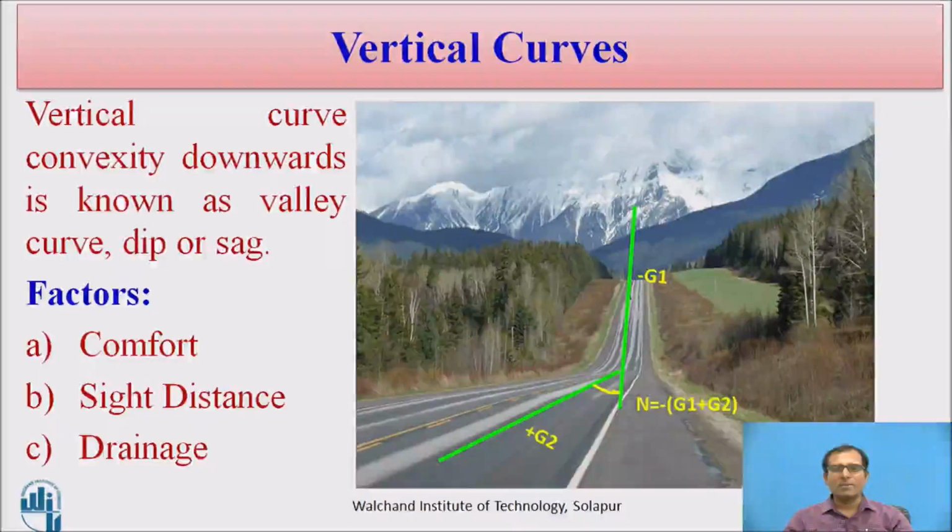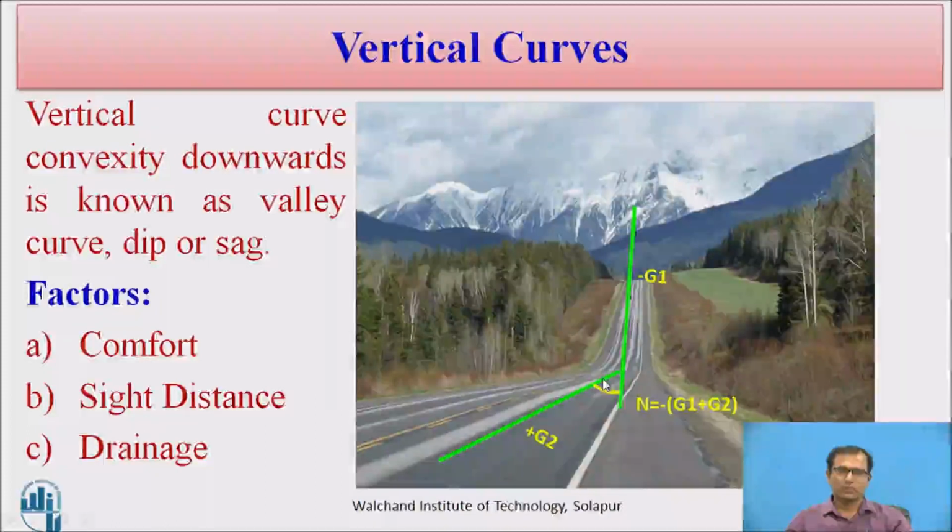Vertical valley curves, with convexity downwards, are known as valley curves or dip or sag curves. Again we have two gradients, minus G1 and plus G2, and we are connecting these two gradients by a smooth valley curve.